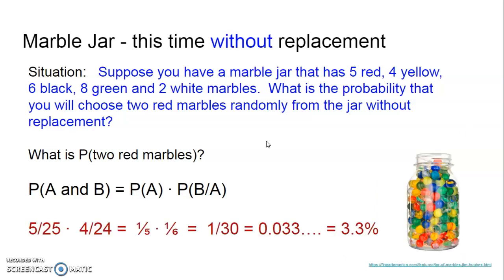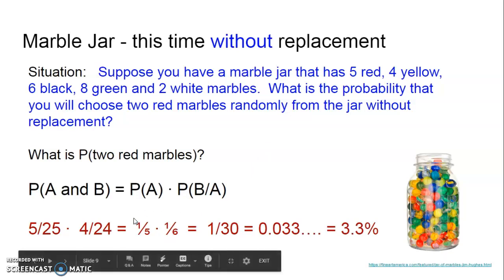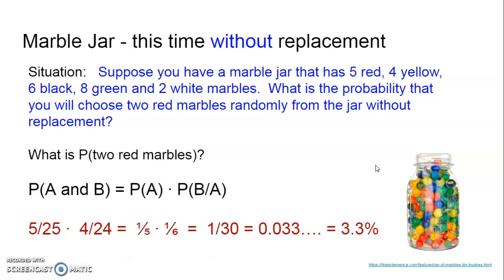Okay, so what we have now is a total of 25 marbles. The probability that we'll pull red the first time is 5 out of 25. But now we're down 1 red and 1 marble. So pulling the second one would be 4 out of 24. I reduced both of those fractions to lowest terms because it was pretty easy. So 1/5 times 1/6 gives me 1/30, which is 0.0333 repeating, about a 3.3% chance of doing that. Not very likely. Could happen, but not very likely.